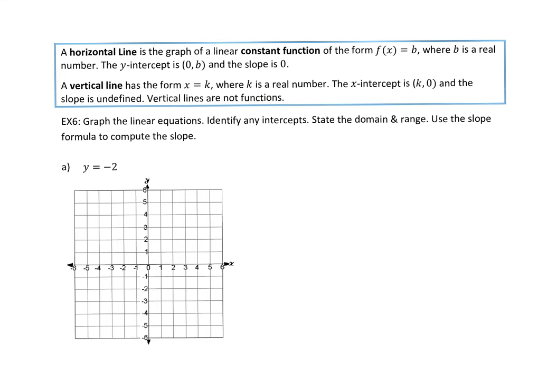There are 2 special lines that we haven't talked about yet, and those would be our horizontal and vertical lines. So if you look in this box, we see that a horizontal line is going to be the graph of a linear constant function. So horizontal lines are functions. They're special functions that don't change as you go from left to right. They remain constant, which is why we call them a constant function. And they're going to take the form of f of x is equal to b. Now remember, that's just y equals b.